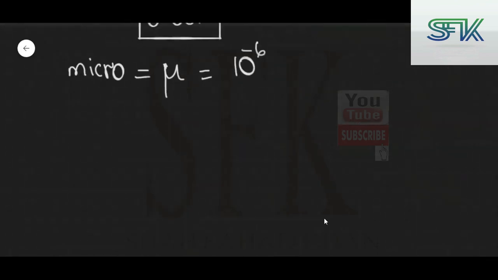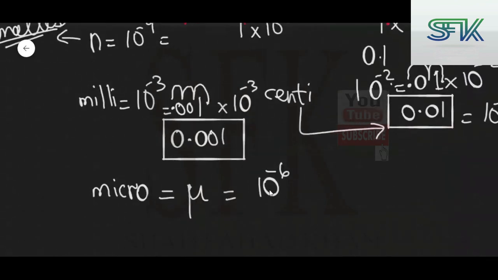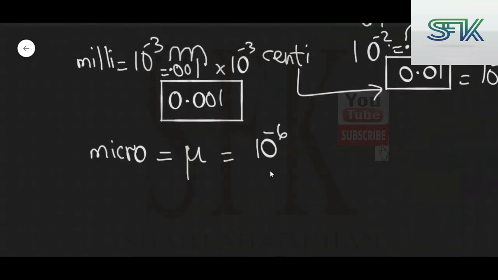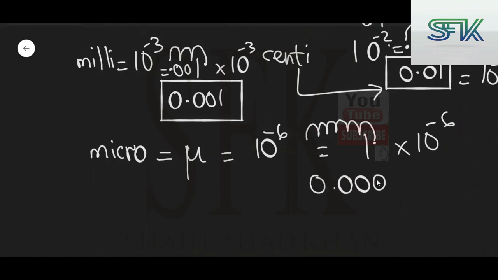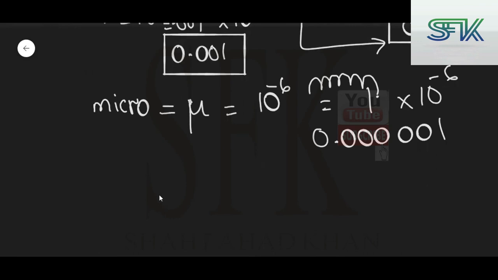Anyways, now micro is 10 raised to the power of minus 6. It actually means that 1 is being multiplied by 10 raised to the power of minus 6. Again, the decimal which is in front right over here will go back by 6 digits: 1, 2, 3, 4, 5 and 6. So there are 5 empty semicircles in front of the one on the left hand side. So the number becomes 0.000001.